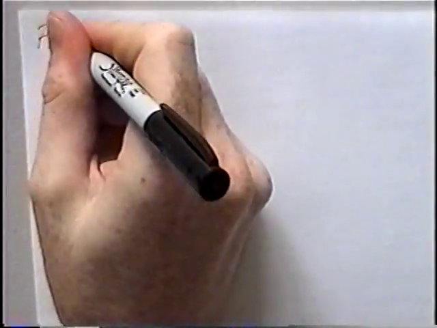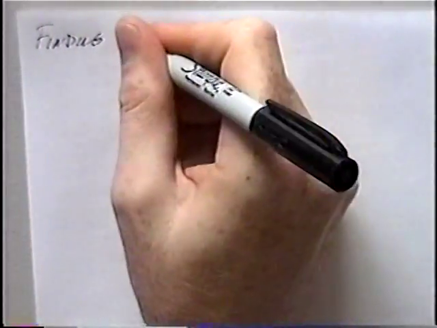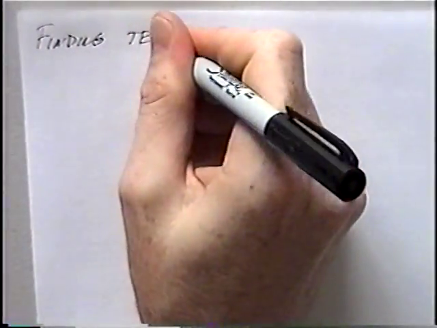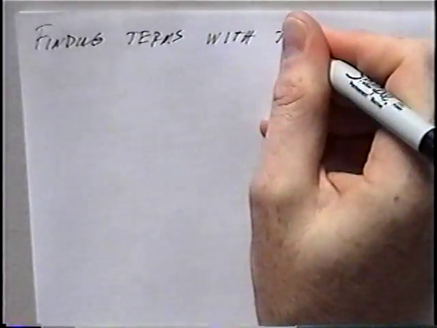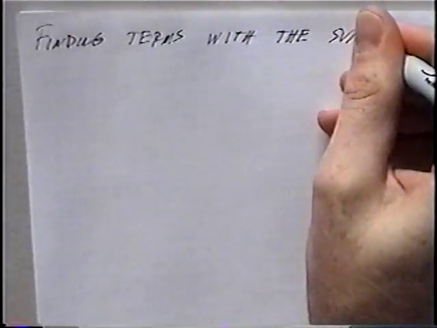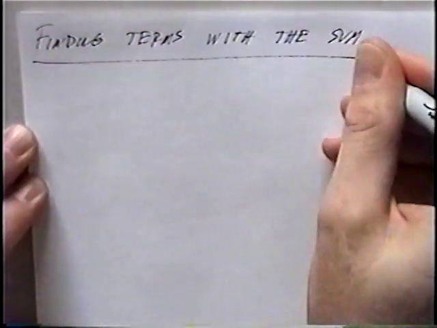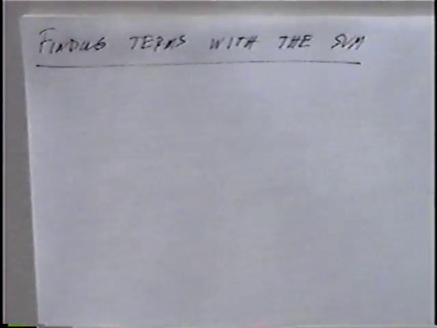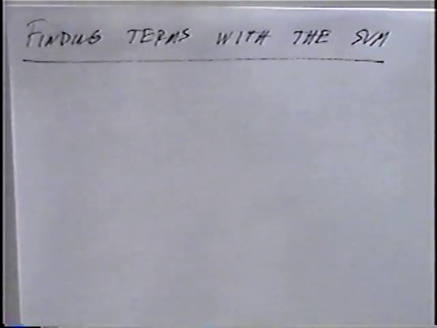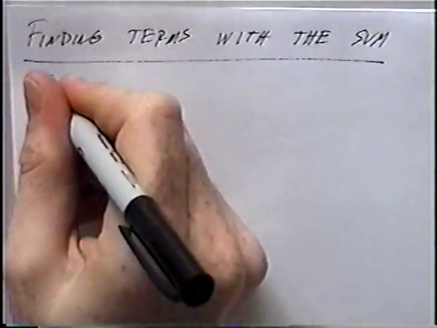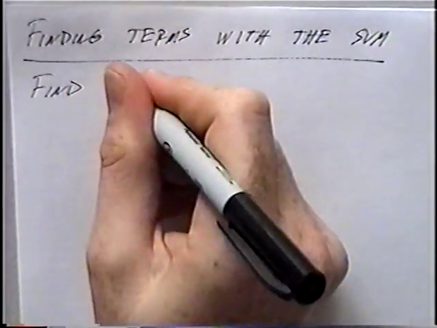Next section of notes is titled Finding Terms with the Sum. First question, and only question for the section, is find the first term.